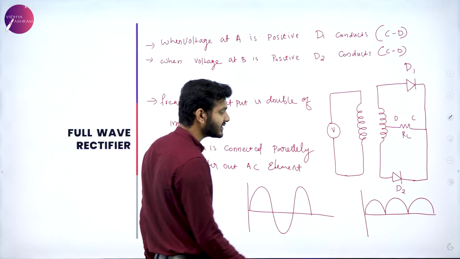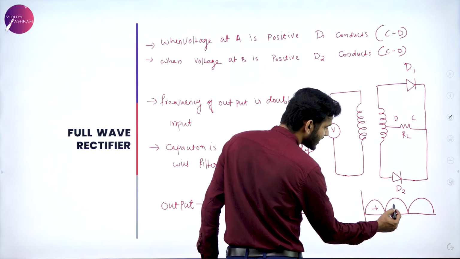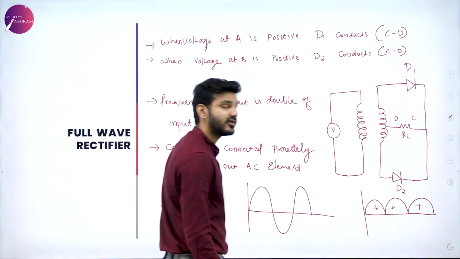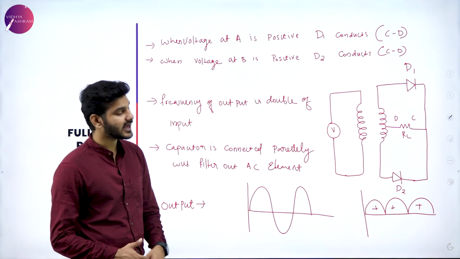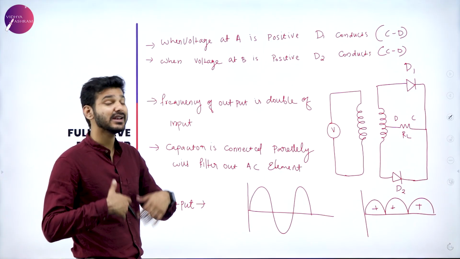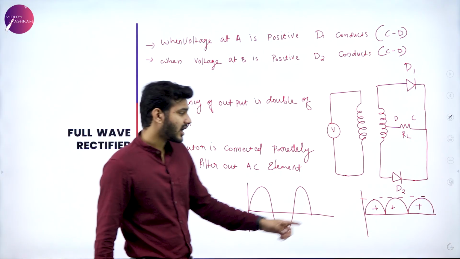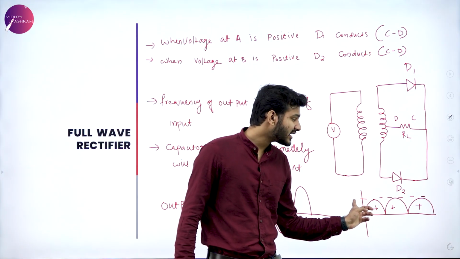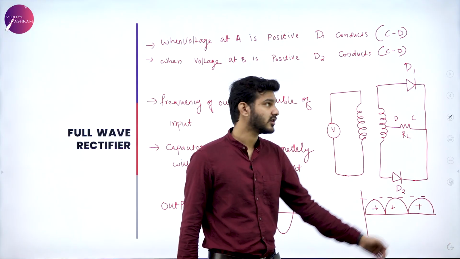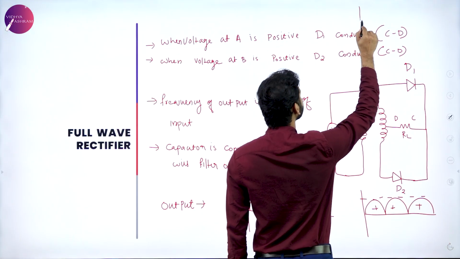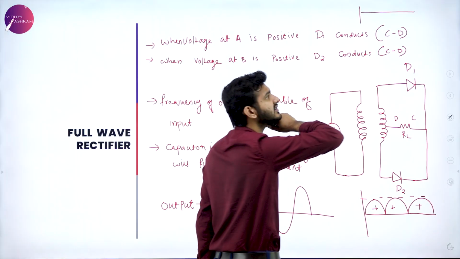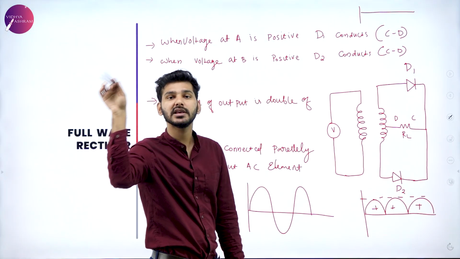And this will be the form of the current which is converted. The only difference will be that the frequency of the output will be double that of the input. And again, this is not a direct current form, right? If you have direct current, it will be unidirectional like this. But this is all bumpy like this.